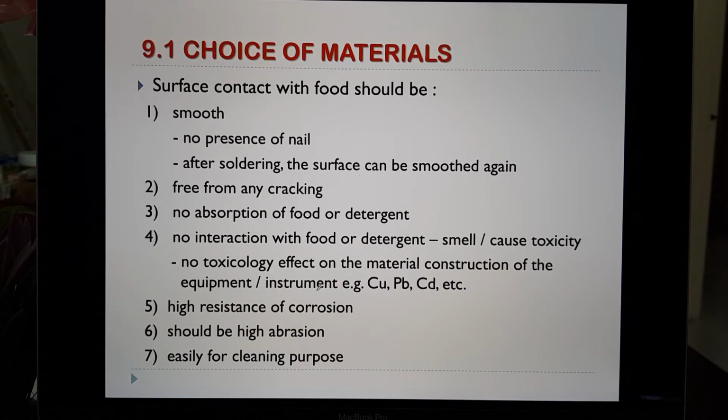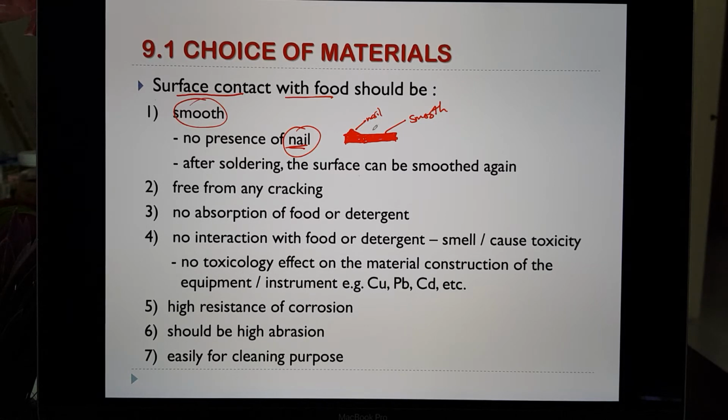Alright, in terms of the choice of materials, the first one is the surface contact with the food. The surface contact of the material with the food should first be smooth. When we say the surface is smooth, there will be no presence of nail. This nail is not a human nail. For example, we have a surface, and it should be smooth. Basically, we want to have a smooth surface.